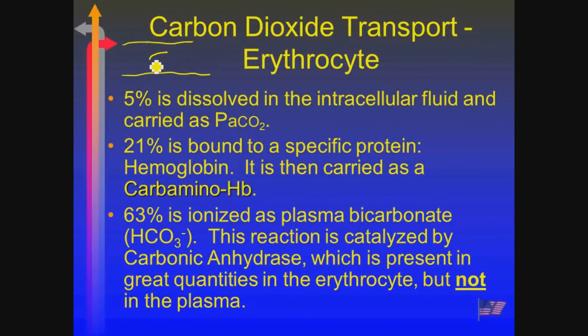If this is my erythrocyte, that's RBC, sitting inside the bloodstream, whatever PCO2 is located inside the plasma is going to be the same as what's going to be inside of the erythrocyte. Whatever fluid is inside there, it's going to have the same PCO2. It's going to equilibrate across the entire process. So some of it's going to be carried as dissolved within the intracellular fluid of the erythrocyte. Bigger portion, though, is going to be carried with a protein, specifically hemoglobin.